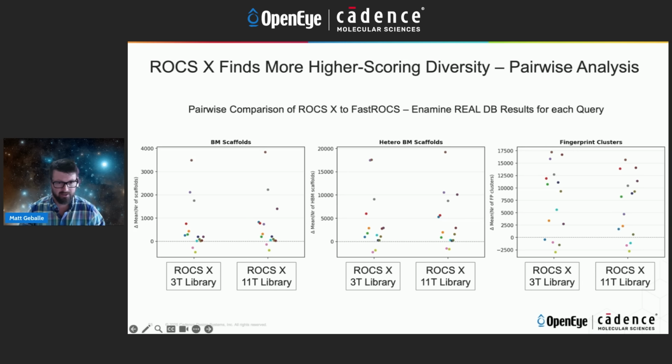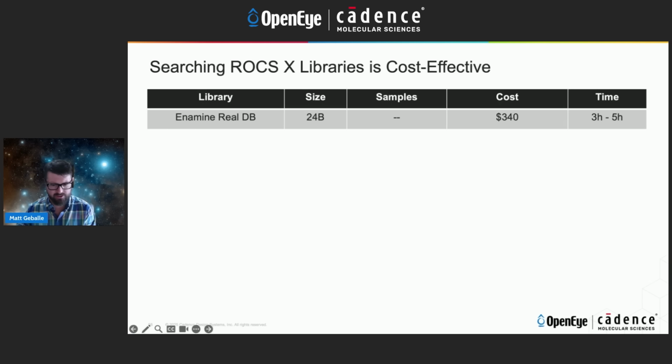And depending on what your metric of diversity is, whether it's number of Bemis-Murcko scaffolds or number of hetero Bemis-Murcko scaffolds, or just the number of clusters you get from doing a fingerprint clustering of the hit list, we see that above that threshold, searching larger and larger libraries is on average giving us more diverse hit lists, independent of your measure of diversity. So searching these larger libraries is great, but what about the cost?